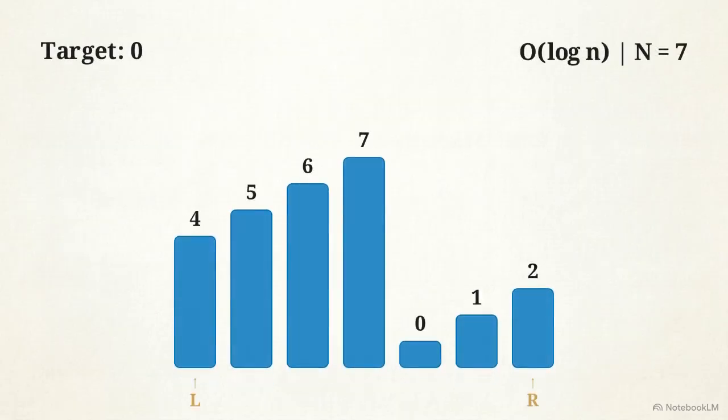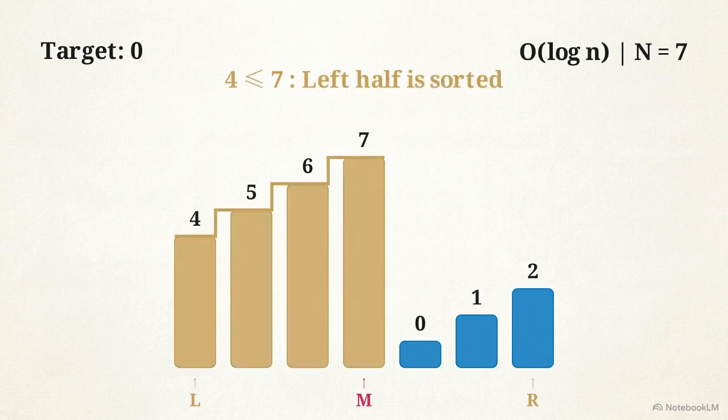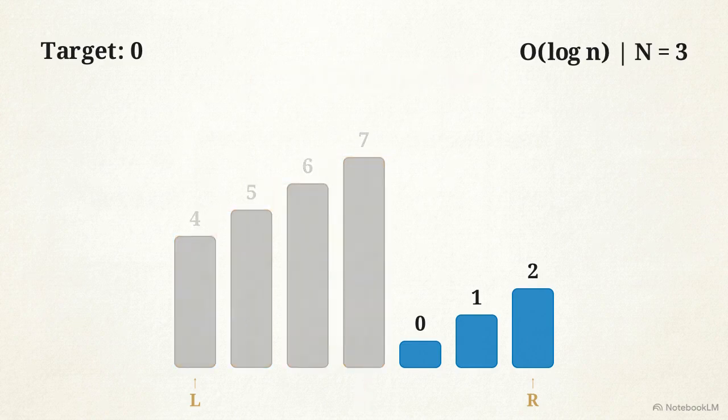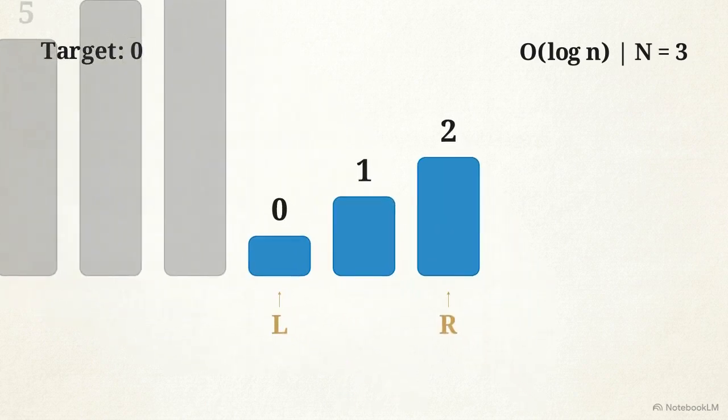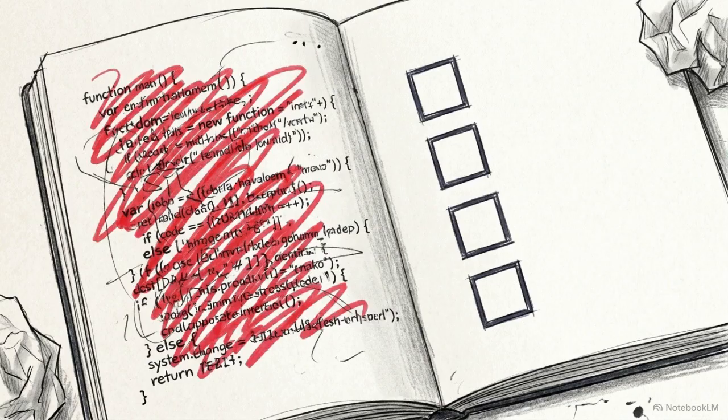Let's trace a target of 0. Mid is 7. Since 4 is less than 7, the left half is the sorted staircase. Is 0 between 4 and 7? No. We discard the entire left half and move our left pointer to index 4. In the next step, our new middle calculation will land directly on 0, successfully finding the target in O(log n) time. To retain this, don't try to memorize the code line by line.